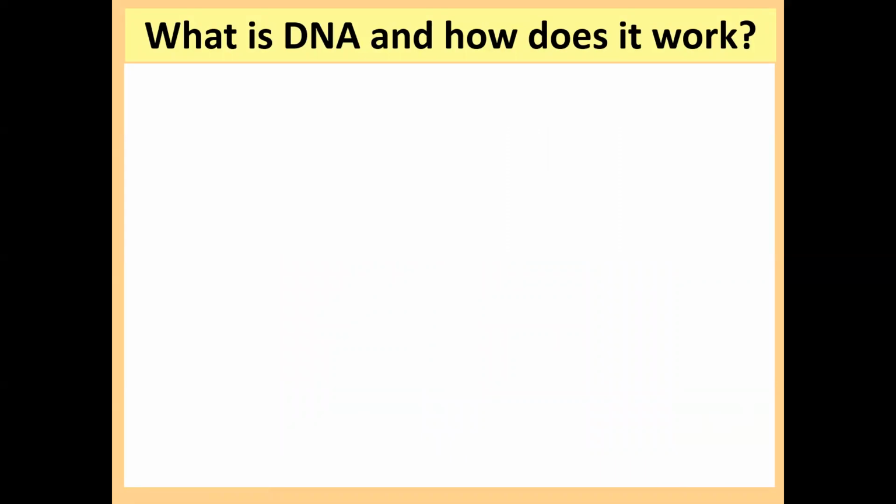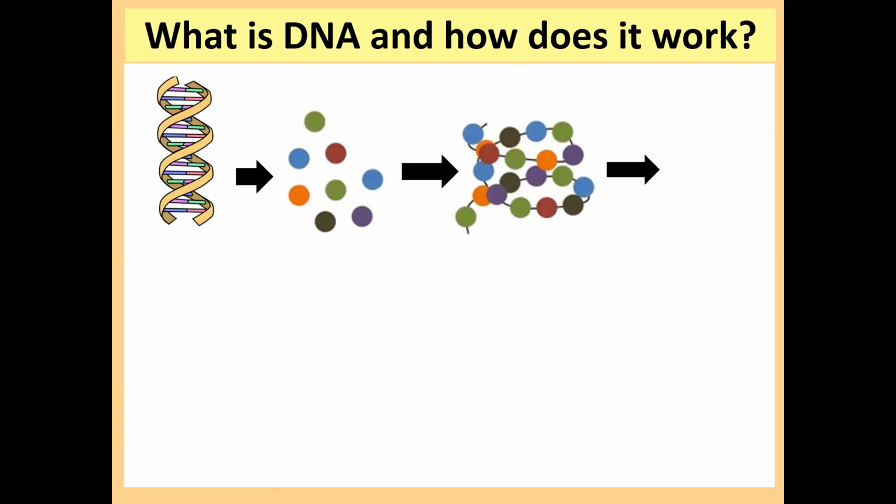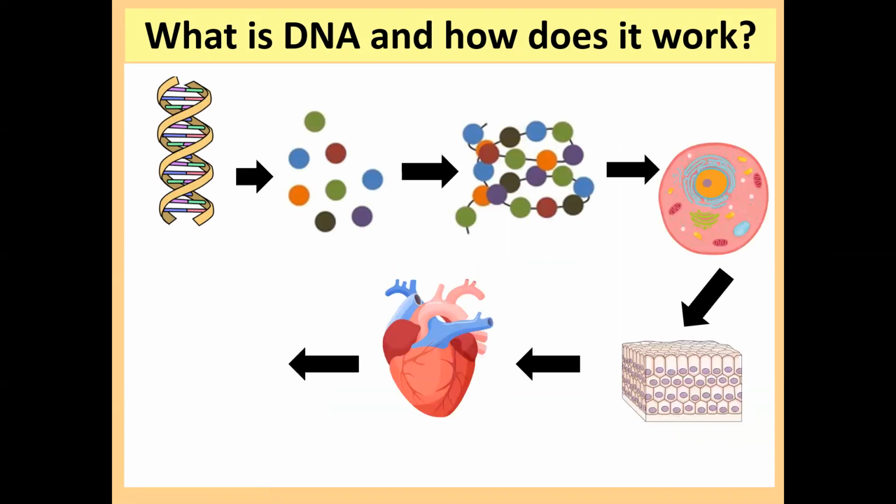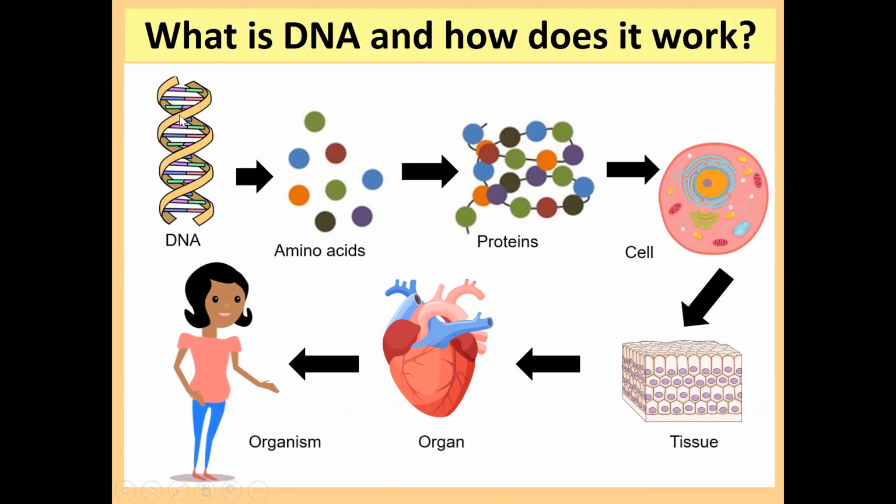So, a quick checkpoint then. What is DNA and how does it work? So let's have a look at these diagrams. What do we have? Well, we have a length of DNA here. That's a gene, okay? Genes, lengths of DNA, will dictate which amino acids join together to make a protein.